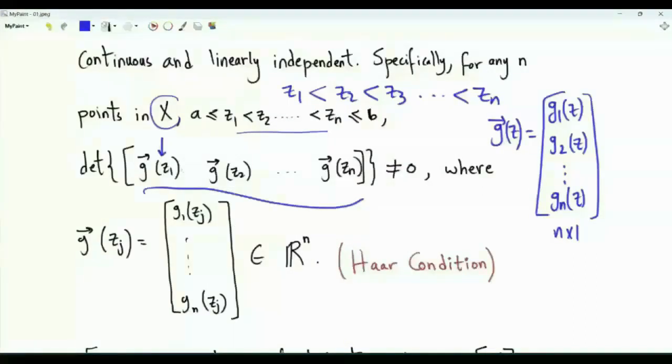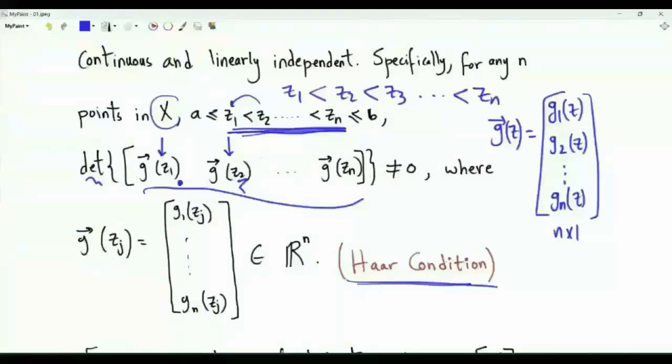The first column in this matrix is obtained via evaluating the n g functions at the point z1. The second column in the matrix is obtained by evaluating the g functions at the point z2, which is strictly greater than z1, and so on. The Haar condition means that for any choice of those n points in set big X, the n by n matrix that we obtain is invertible, which means that the determinant of the matrix is not equal to 0.